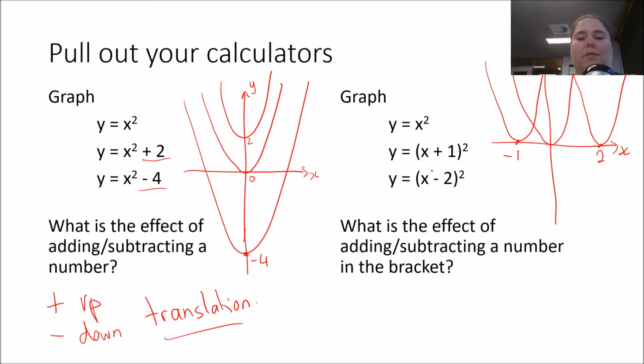But the thing is, when we have a positive in the bracket, we are moving it left. That feels counterintuitive. That feels like the opposite of what we usually do. But we're thinking, what's the x value that makes the bracket equal 0? So that's why with a positive number, we are moving it left. So with a negative number, we are moving it right.